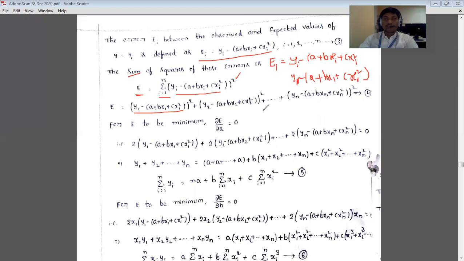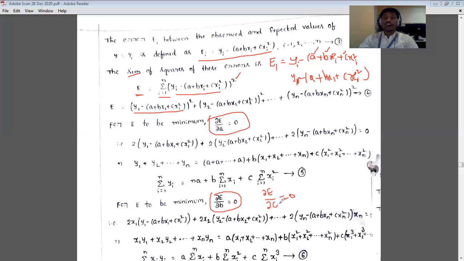We are applying partial derivatives. What are the constants we need to find here? a, b and c. It means we have to do ∂E/∂a equal to 0, next ∂E/∂b equal to 0, and another one ∂E/∂c equal to 0. So simply we need to calculate the partial derivative of E with respect to a, with respect to b and with respect to c, and then equate it to 0.